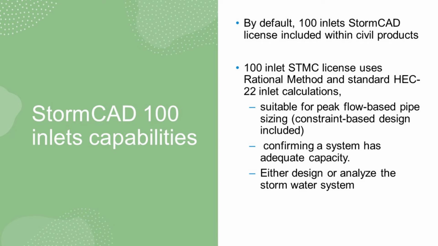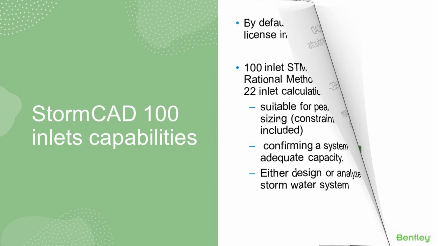Basically, it uses the rational method for runoff calculations and standard HEC-22 inlet calculations, which is suitable for peak flow based pipe sizing, which can be constraint based design. You will define constraints like velocity and slope, for example. Then it will help you in determining or confirming the adequate capacity of the existing system, or help you in designing a new system within ORD or within OpenSite Designer, for example.